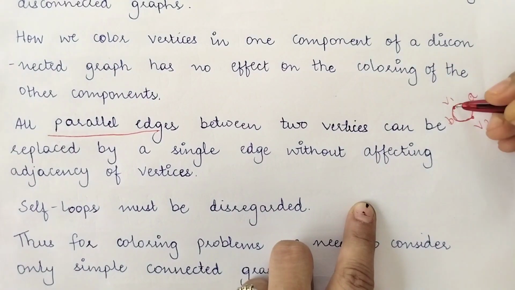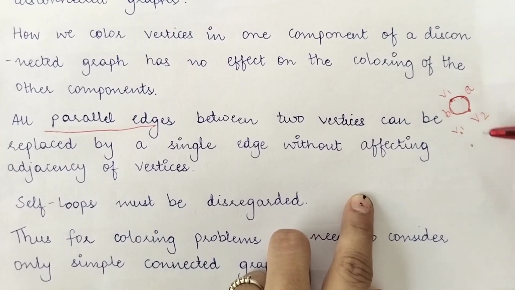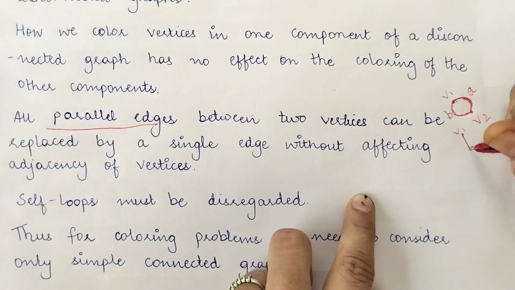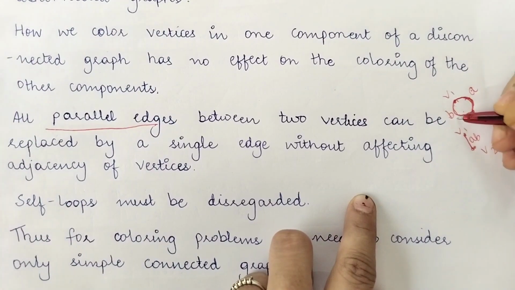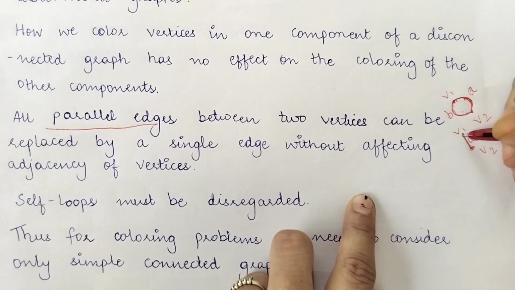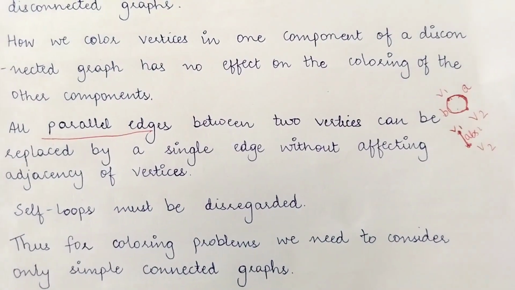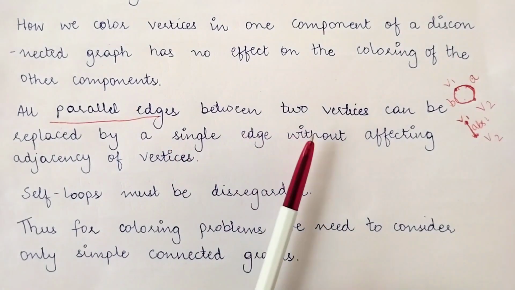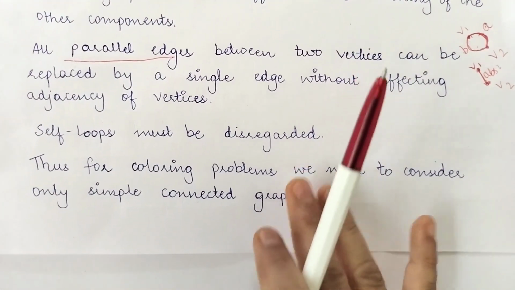If I replace these two edges with a single edge like this, V1 and V2 are still there, and I replace these two parallel edges A and B by a single edge called AB. Earlier it was separate edge A and separate edge B. Now I have replaced these two parallel edges by a single edge called AB. So this has not affected the adjacency of vertices. V1 and V2 are still adjacent to each other, right? So this would not affect the proper coloring of the graph. While doing proper coloring of the graph, you can replace the parallel edges by a single edge, and this would not affect the adjacency of the vertices.